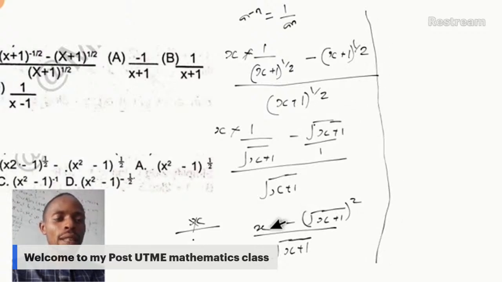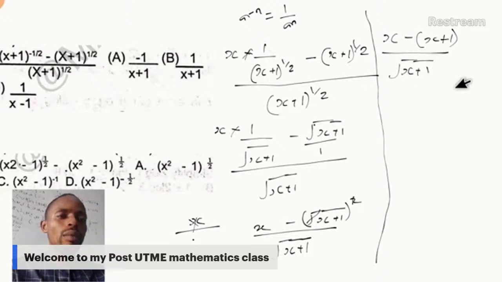So from this place now, we can simply say that this square here can cancel the square root here. So we're left with what? With this. So we have our s minus, that is open brackets. So we're left with s plus 1. That is s plus 1, close bracket, divided by the square root of s plus 1.